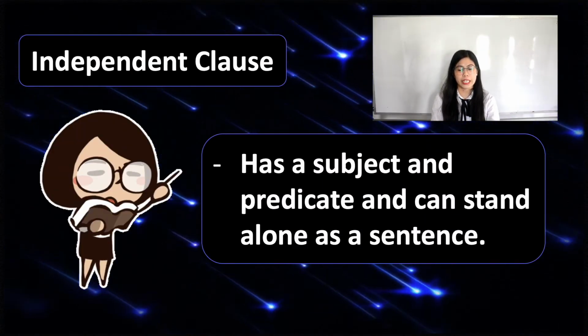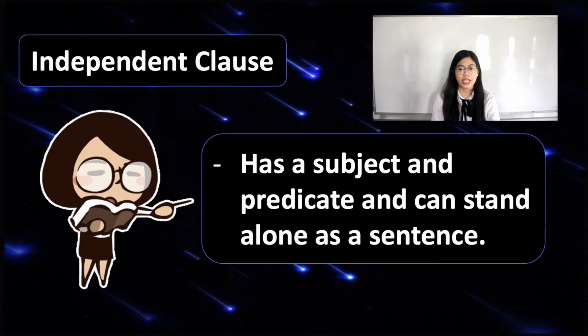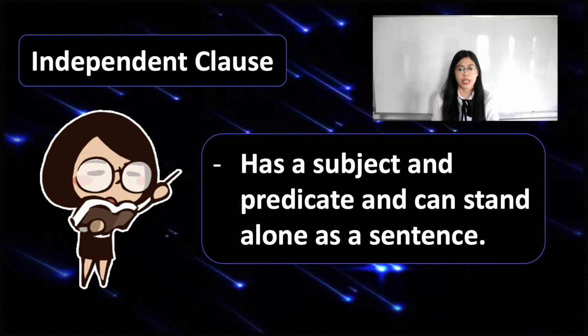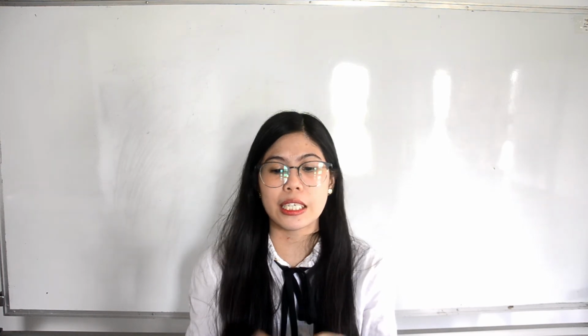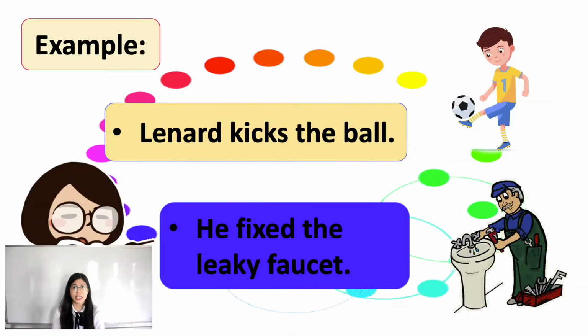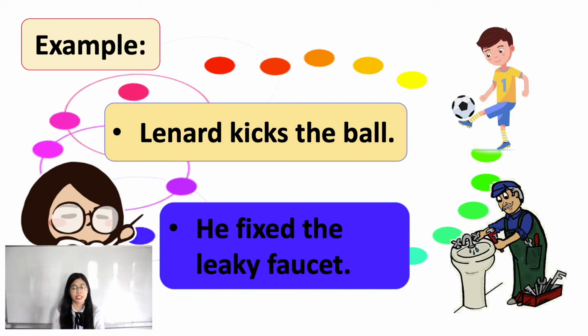So independent clause is a subject and predicate and can stand alone as a sentence, meaning it expresses a complete thought. Our example earlier is an example of independent clause because we have the subject Carla and the predicate cook, and the sentence expressed is a complete thought. I have here another examples of an independent clause.